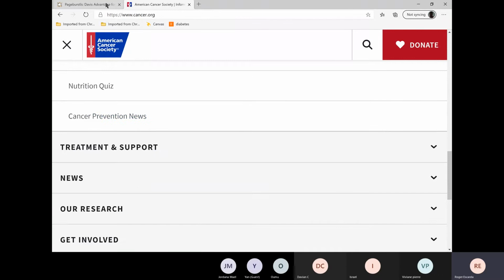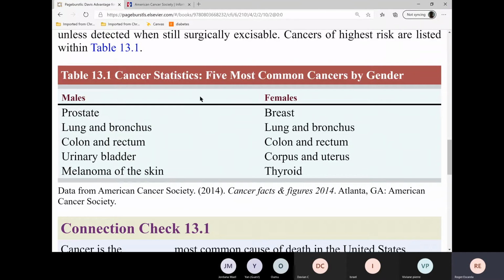Okay, I give up. I can't find it. What I'm trying to show you was the figure, because it's better in a picture. But anyway, let's make table 13.1 work. This one is 2014.